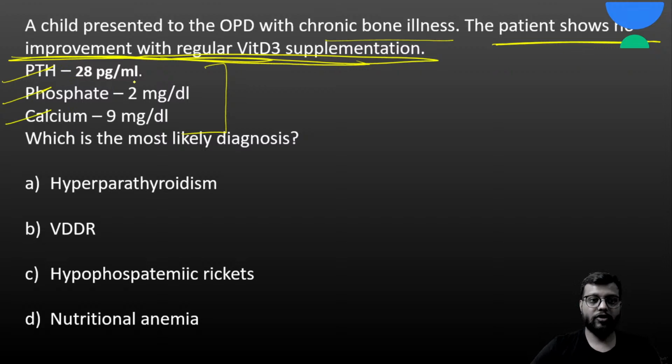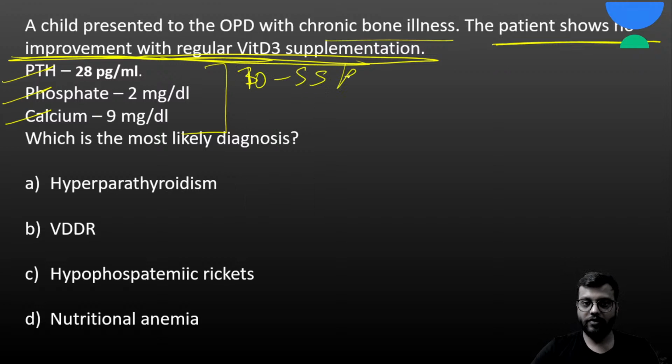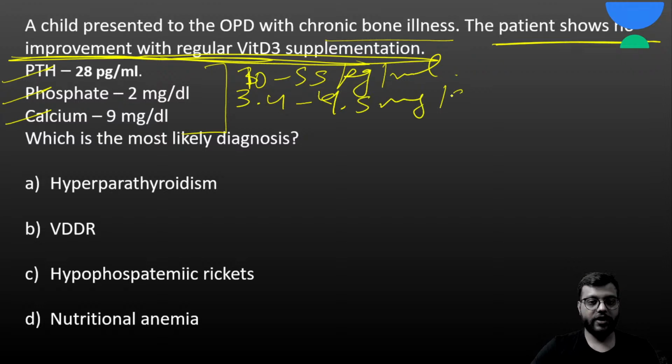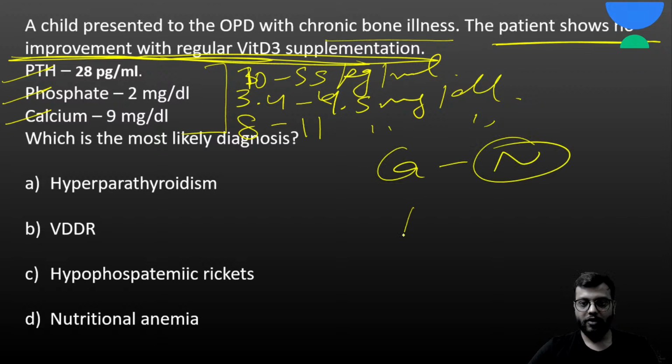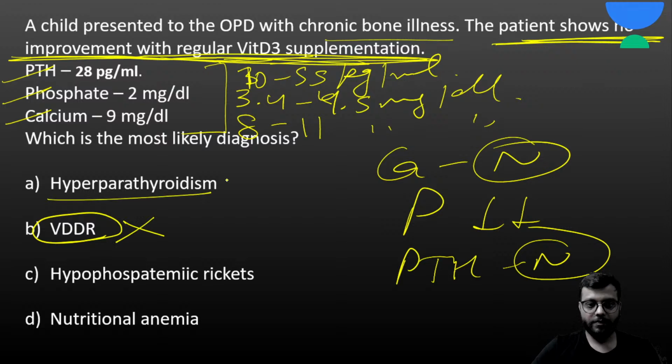were given. So the normal serum value of parathormone is between 10 to 55 picogram per ml. Phosphate normal is 3.4 to 4.5 mg per deciliter and calcium is between 10 to 11 mg per deciliter. So calcium is normal, phosphate is decreased and parathormone is normal with no improvement with regular vitamin D3 supplementation. So vitamin D dependent rickets cancel, hyperparathyroidism cancel.